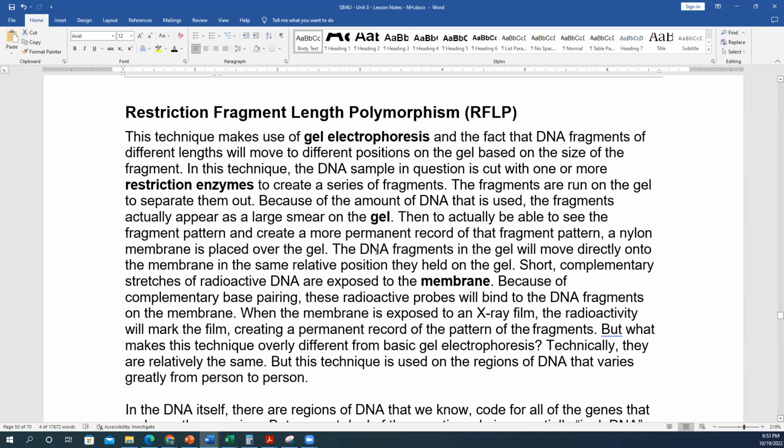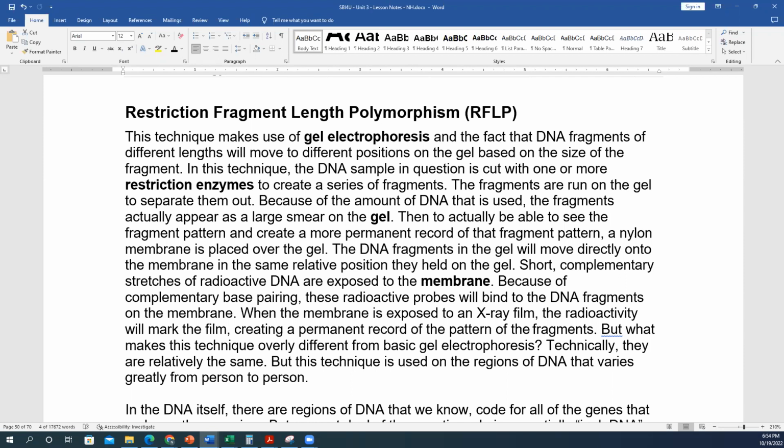So another tool in the toolbox of molecular geneticists is the use of RFLPs. RFLP stands for restriction fragment length polymorphisms. This technique of RFLPs also makes use of gel electrophoresis, which we talked about, and the fact that DNA fragments of different lengths will move to different positions in the gel based on their size. That's something we talked about and looked at.